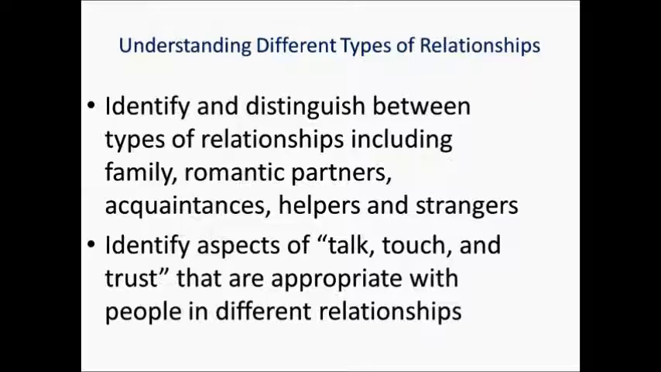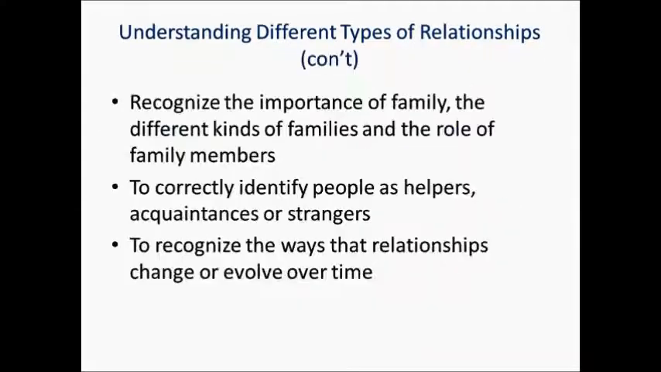Within our spectrum of relationships, the way in which we interact with people will differ. What we say to other people, how we touch one another, and how much we trust others will vary greatly depending on the kinds of relationships we have.